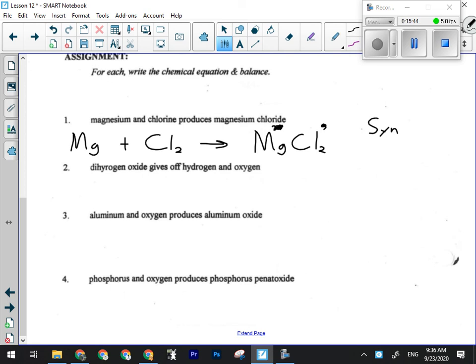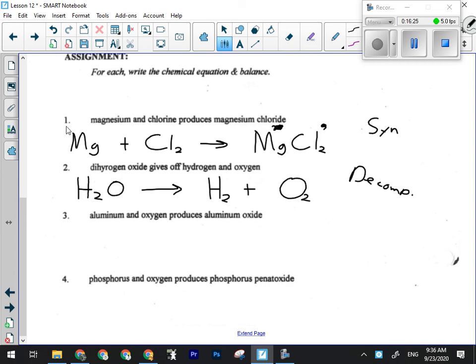All right, for this one, I have dihydrogen. I think I fixed it on yours, though, hydrogen oxide, which is actually water. And it gives off hydrogen and oxygen. Gives off means it didn't react with anything. It just broke down into these two things. What do I need to remember about those two things? They're both special. They both come as twos because they're on my list, in the top right corner of my periodic table. What kind of reaction is that? Yeah, separation, decomposition.